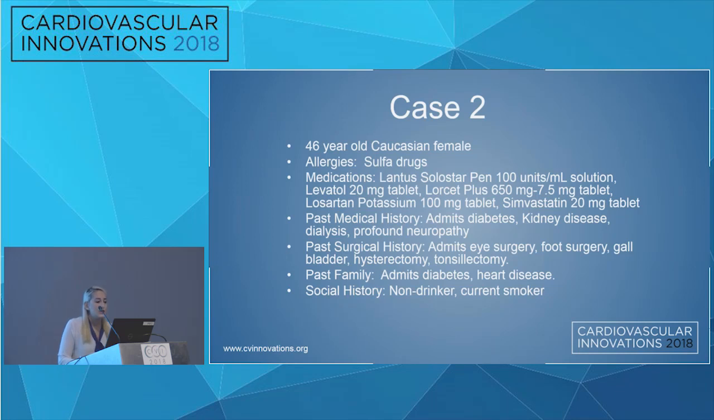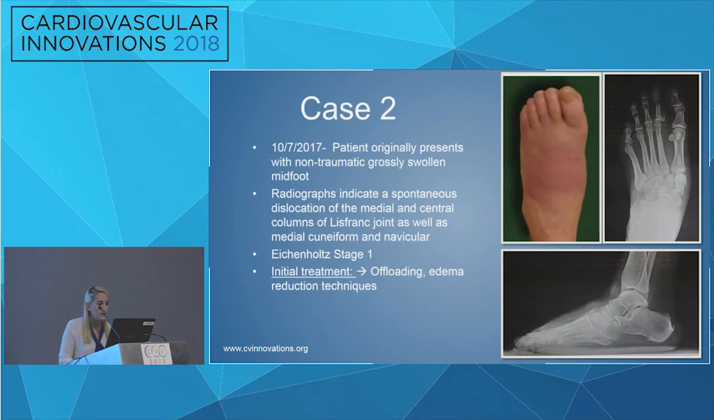Case 2 is the Charcot case. It's a 46-year-old Caucasian female who presented with increased swelling and edematous change to her lower extremity. She has past medical history significant for diabetes, kidney disease, and she was on dialysis in line for a kidney transplant. So originally presented with non-traumatic grossly swollen midfoot, radiographs indicated spontaneous dislocation of the medial and central columns of the Lisfranc joint, as well as medial column and navicular disarticulation. We classified it as Eichenholtz stage 1, and of course the initial treatment would be offloading, edema reduction techniques, and non-weight bearing.